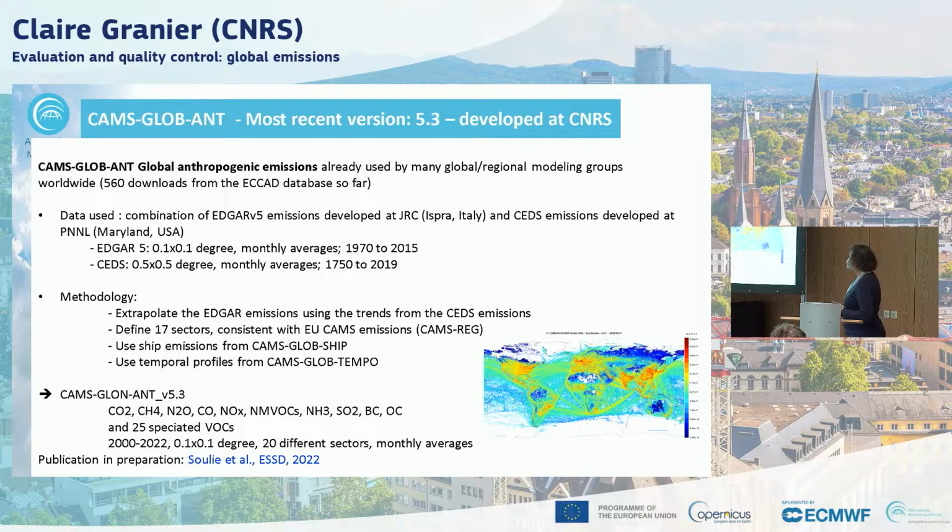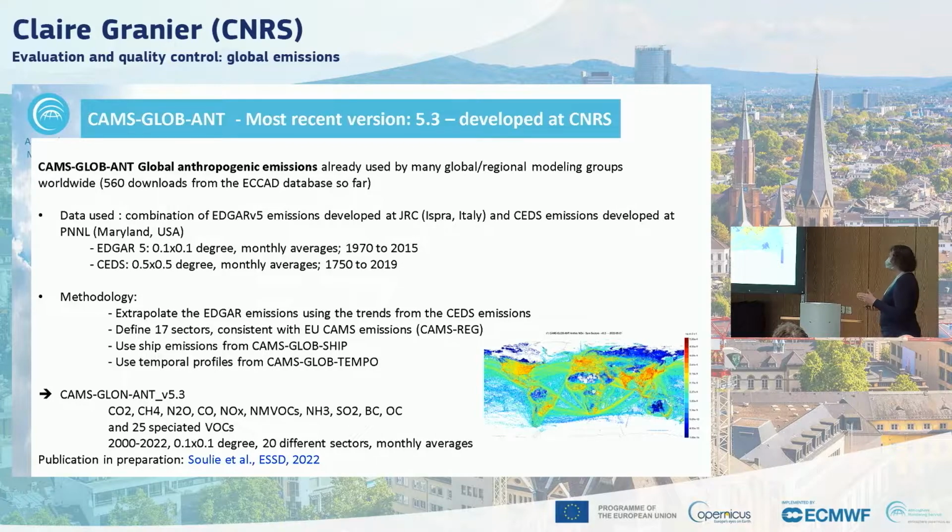First, the CAMS Globe ANT, CAMS Global Anthropogenic Emissions. The most recent version is 5.3. It has been used a lot by many different groups outside of CAMS. We have more than 500 downloads so far. The way we do it, because this data set has to be used for both reanalysis starting 2000 and for the forecast, you need to have emissions up to now.